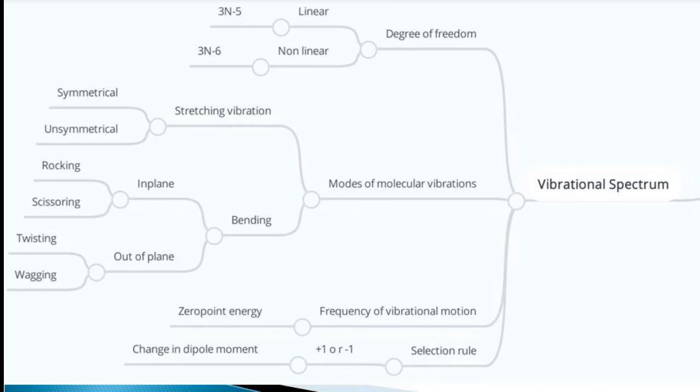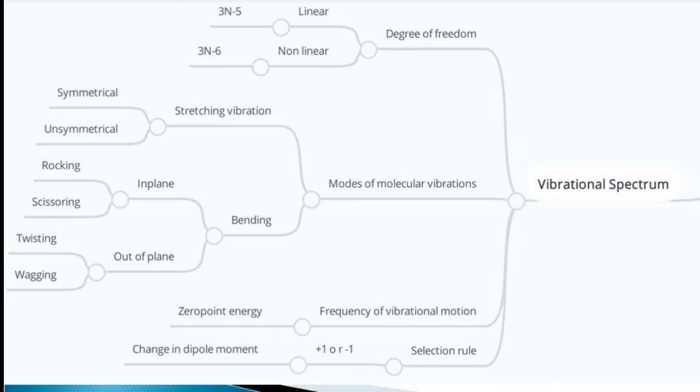Next subpoint is the vibrational spectrum. This subpoint is very important for the study of IR spectrum, that is infrared spectrum. This spectrum is used for structural analysis and it plays a very important role in research also. So for structural analysis, this point is very important.